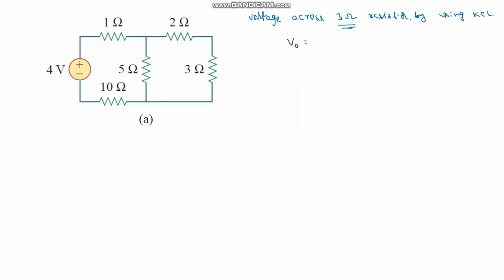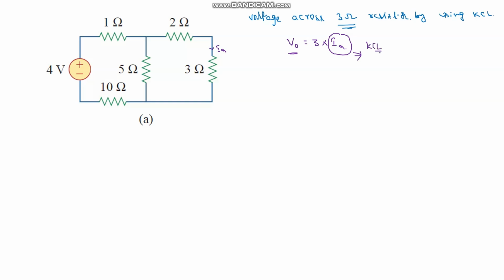So to identify the voltage drop across the 3 ohm resistor, that 3 ohm resistance must be multiplied with the current flowing through that 3 ohm resistor. Let it be IA, for example, I am assuming IA. So to identify V naught, first we have to identify how much current is passing through the 3 ohm resistor using KCL. So this is the target.